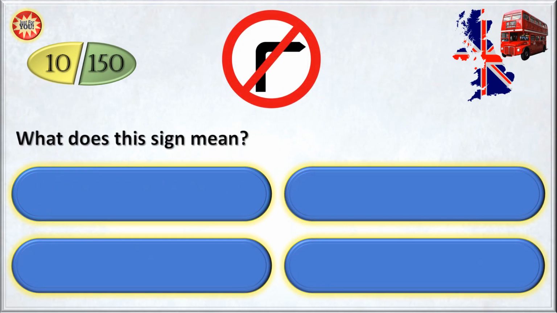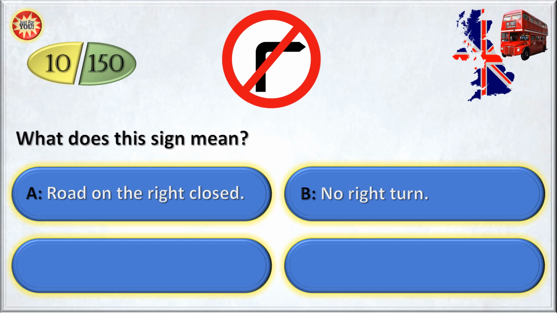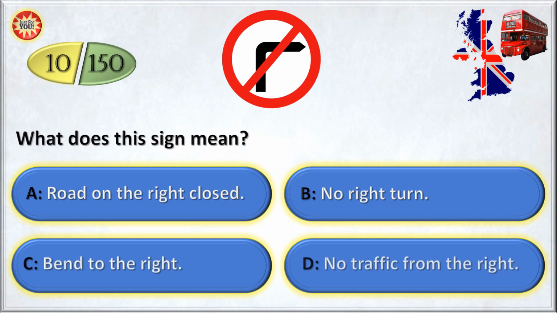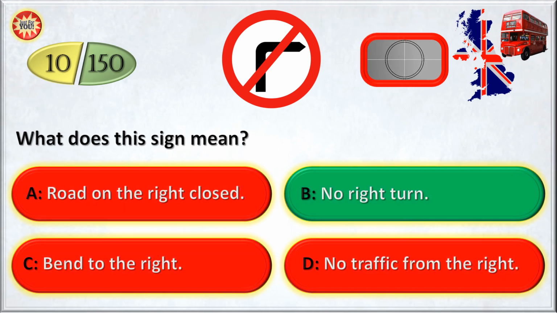What does this sign mean? Road on the right closed. No right turn. Bend to the right. No traffic from the right.